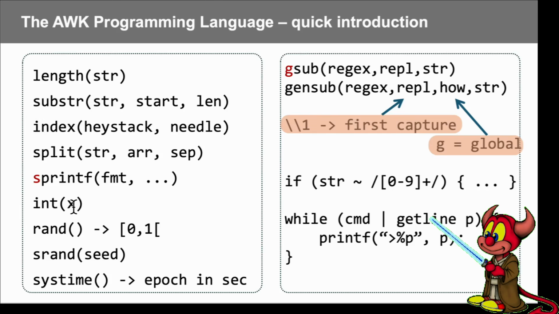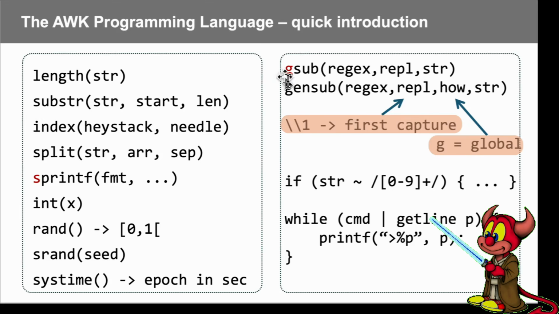Int of a variable basically gives you the floor of the variable. It cuts the floating part of the number and therefore gives you only the integer part, which corresponds to floor. You can call rand, which is going to give you a number between 0 and 1, 0 inclusive, 1 exclusive. You can also seed the random number generator with srand. If you want to know the time, which is in epoch seconds, you can call sys_time.